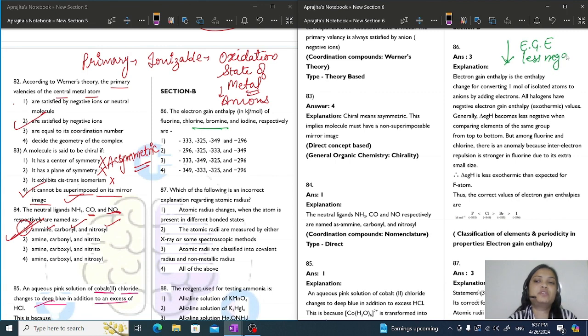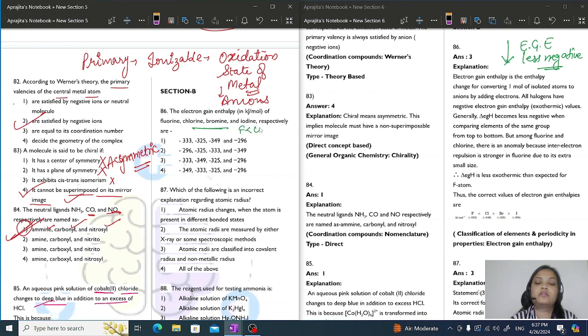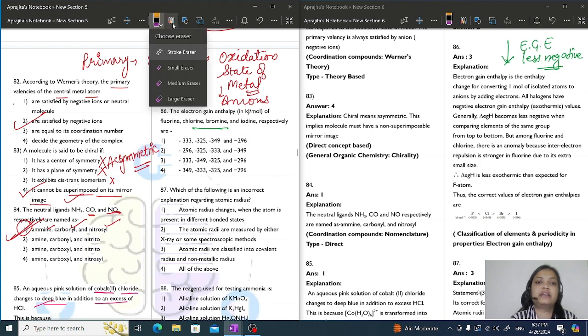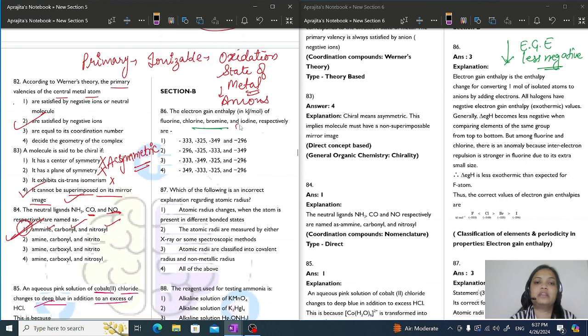negative, because the size of the atoms increases and the effective nuclear charge decreases. As the size of the atom increases, there is less attraction for the incoming electron. So the order should be fluorine, chlorine, and so on, becoming less negative. Fluorine must have the most negative electron gain enthalpy, then chlorine, then bromine, and then iodine.